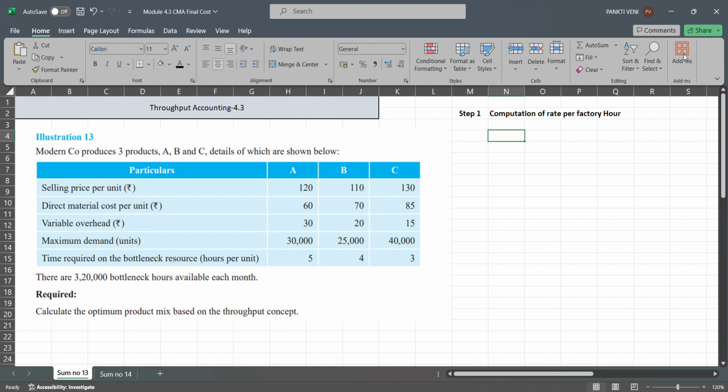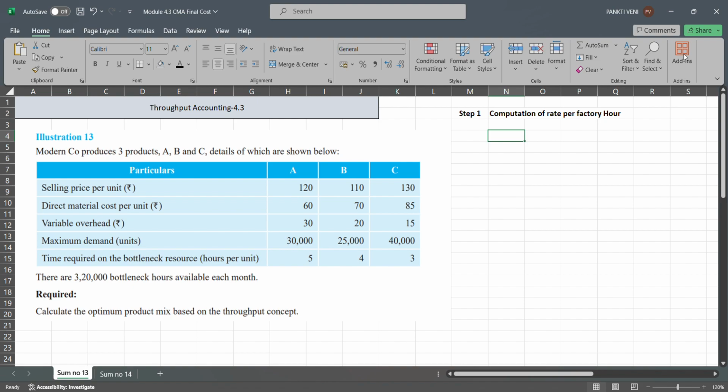Now here, throughput accounting is a technique of the JIT system, just in time. Just in time is a system which uses different techniques to calculate its profit, its margin. Throughput accounting is one of the techniques. Under throughput accounting, we consider only variable cost. We don't consider fixed cost.